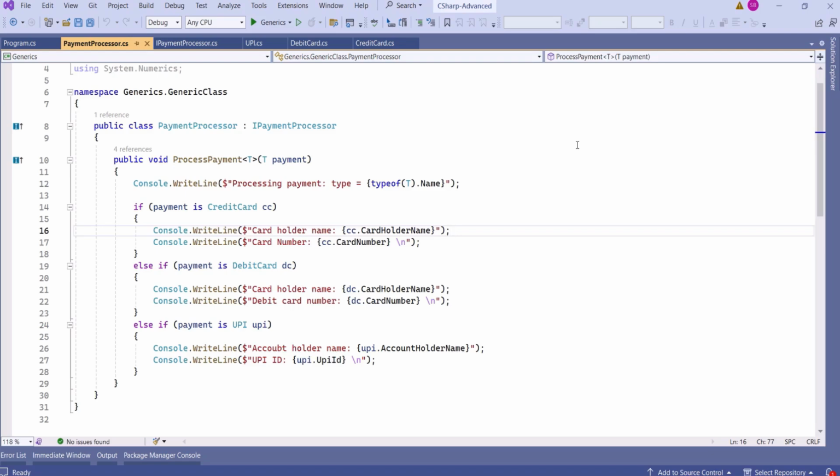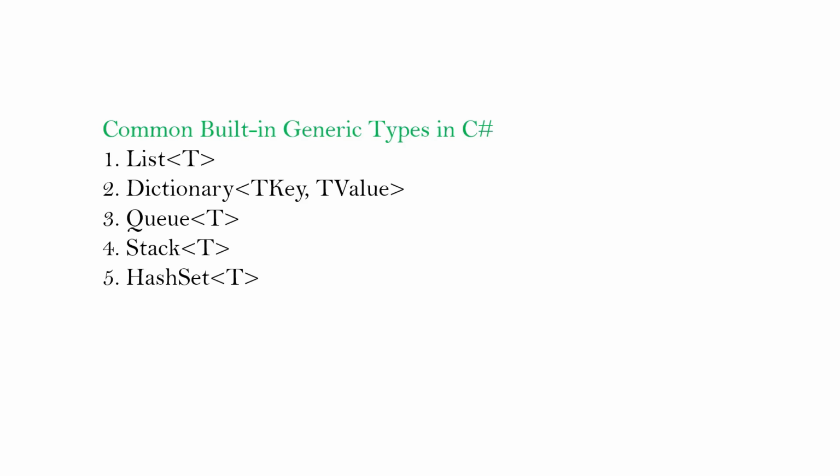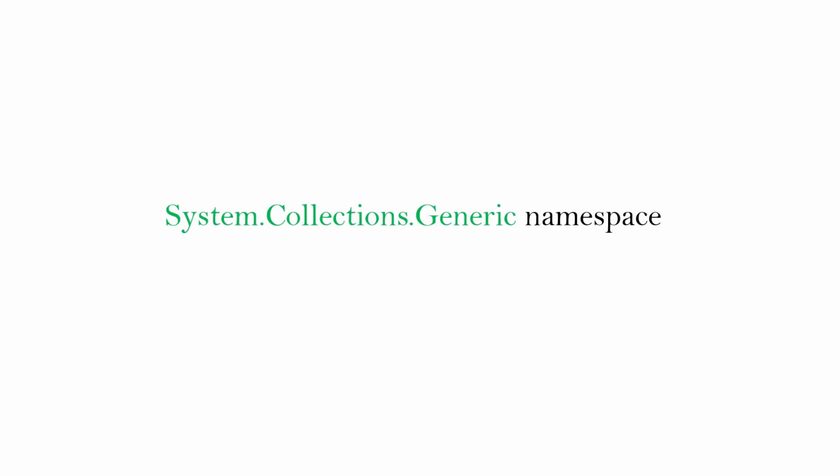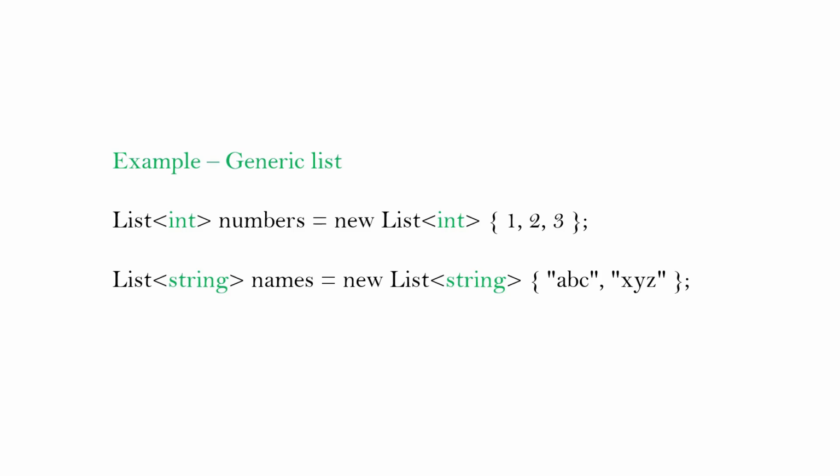In our examples, we have seen how we can write generic classes and generic methods. Along with these, C# provides a rich set of .NET built-in generic types that are part of the .NET Base Class Library. These are a few commonly used built-in generic types in C#. They are part of the System.Collections.Generic namespace. Here is an example of generic List. In the first case, we are creating a list of numbers where we are passing int as type. In the second case, we are creating a list of string, and that's the reason we are passing string as data type.